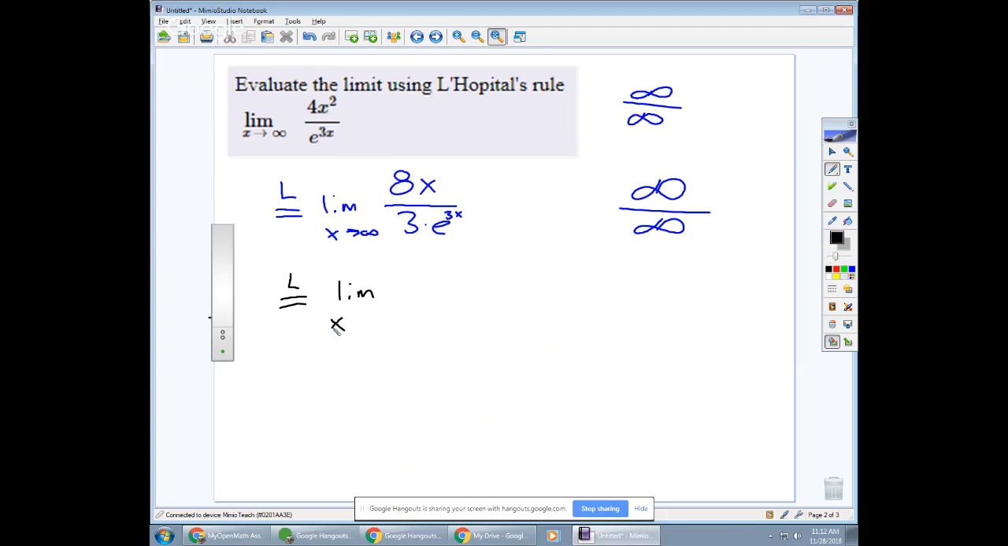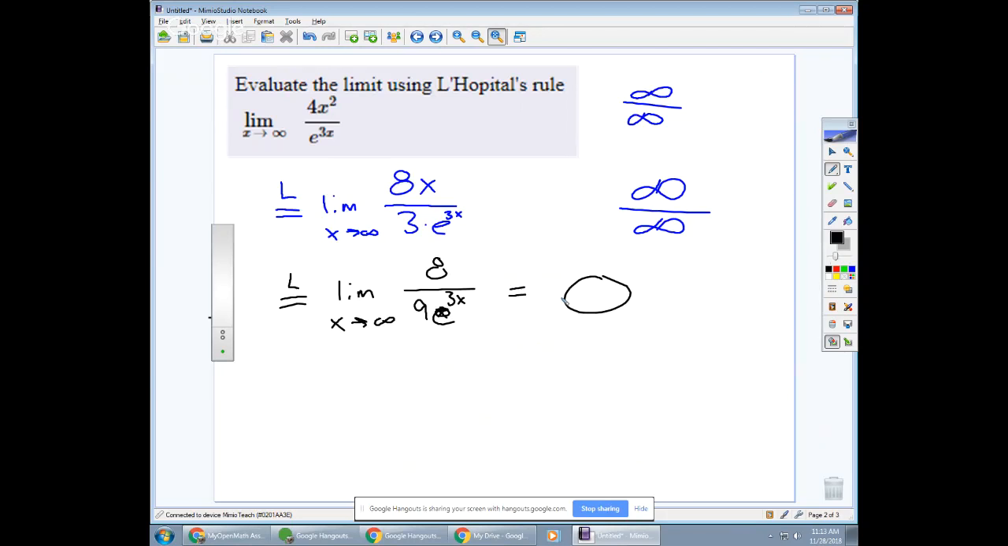So limit as x goes to infinity, derivative of 8x is 8, and derivative down here, e to the 3x, sorry, is 3e to the 3x. And now if I plug in, I get 8 over infinity, which tends to be 0. Yeah, 8 over a really big number is pretty close to 0. Okay, so the limit there is 0.